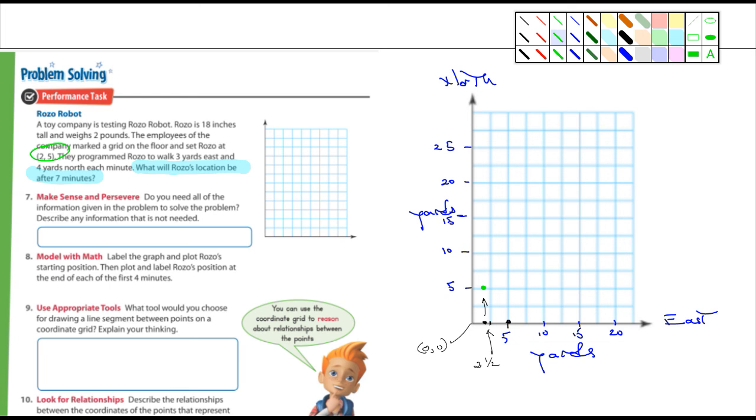Label and graph. So again, we're labeling, so I'm going to label that point there. That is 2, 5. I'll make it in black here so we can see it. And I'll even put the point in black so it comes up a little bit better. And then plot and label Rozo's position at the end of each of the 4 minutes. What tools would you use for drawing the line?